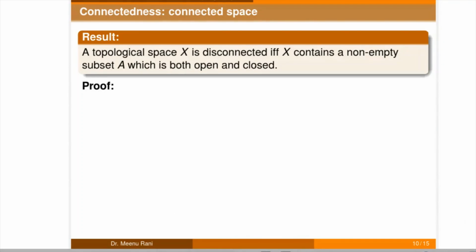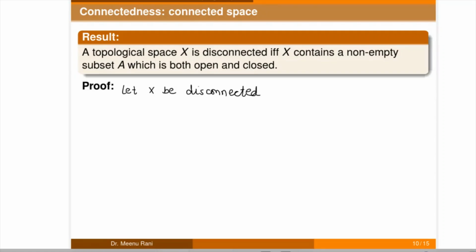Now in this next result we have a topological space X is disconnected if and only if it contains a non-empty subset which is both open as well as closed. For the proof, first we take X is disconnected space. Then we will prove that X contains a non-empty subset which is both open and closed.